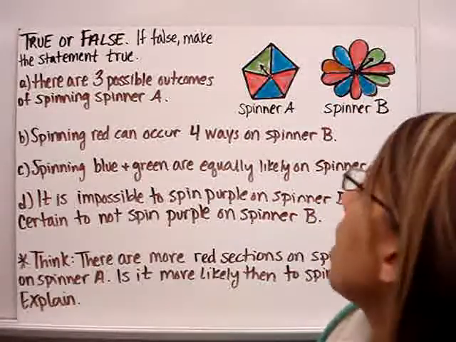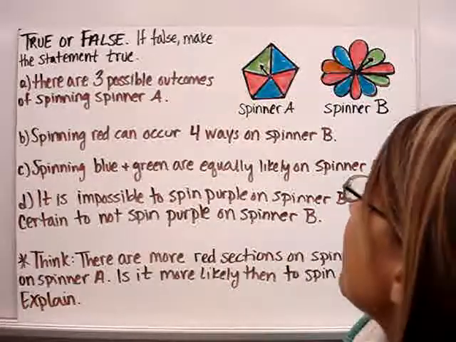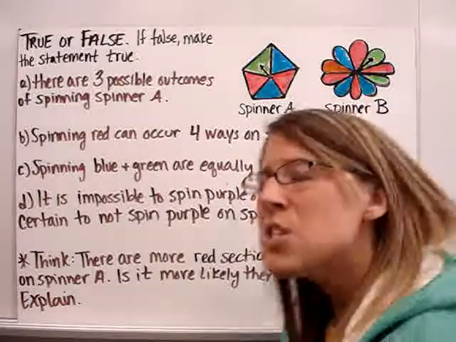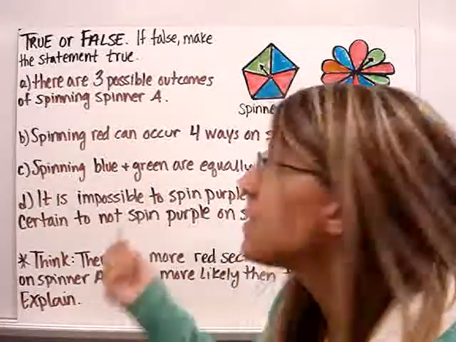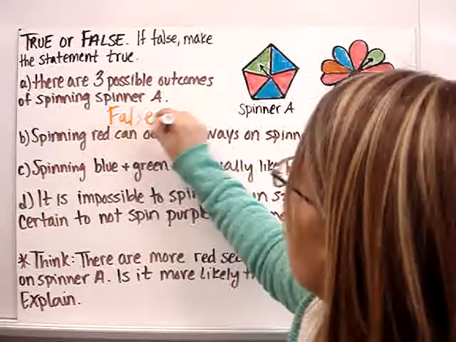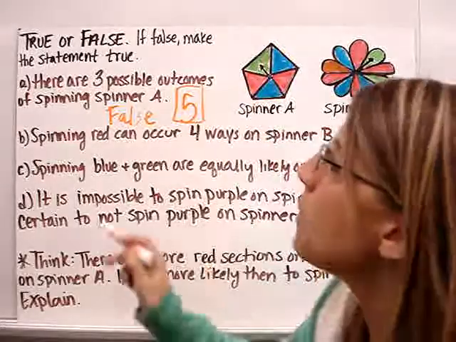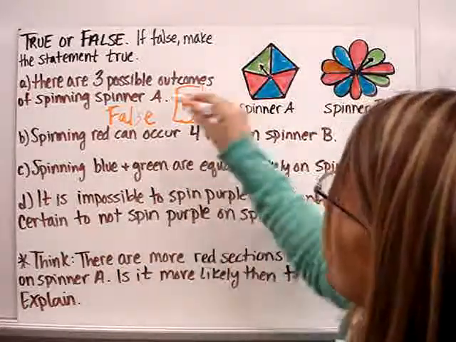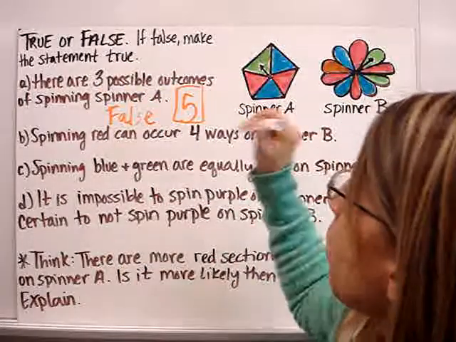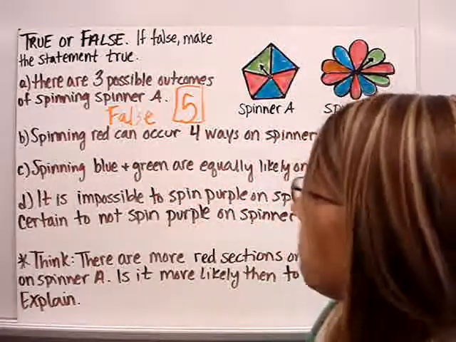All of the possible outcomes. Well, how many ways can I get blue? I can get blue in 2 ways. I can get red in 2 ways. So I actually think this is false, because there are not 3 outcomes. There are actually 5 possible outcomes. And that would be how we would make this statement true. We would replace there are 3 with there are 5 possible outcomes of spinning spinner A.